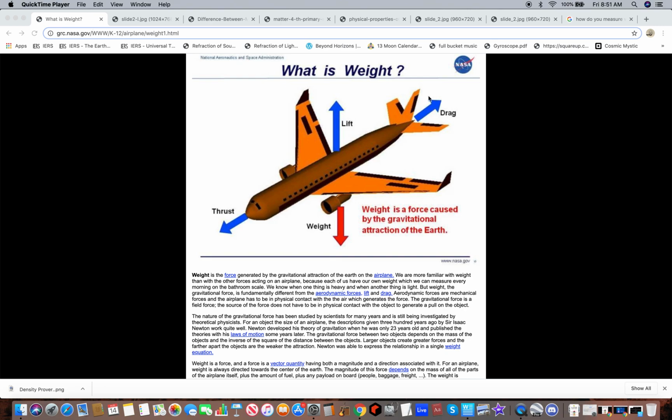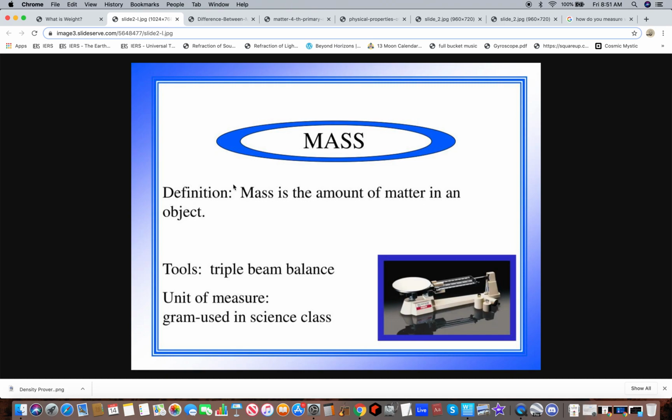On screen we have, what is weight? A definition of weight. This is from NASA, nasa.gov: weight is a force caused by the gravitational attraction of the Earth. Okay? Then we move on. Mass, definition. Mass is the amount of matter in an object. Okay?